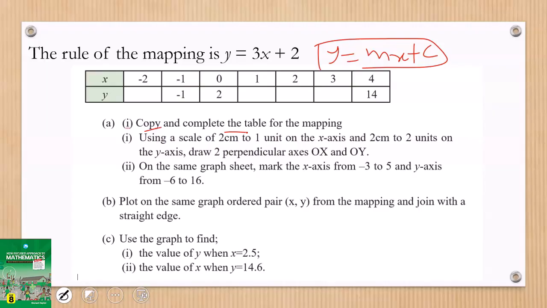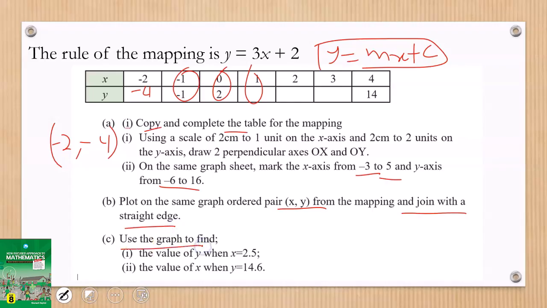We are going to do that. On the same sheet, we should mark the x-axis ranging from -3 to 5 and the y-axis ranging from -6 to 16. Beautiful. Then we have to plot on the same graph the ordered pairs. Now, ordered pairs here simply means, assuming that I get -4 for y when x is -2, then (-2, -4) becomes the ordered pair which I'm going to plot. So I'll do the same thing for the others until I finish everything. Then we have to join the points with a straight edge to form a straight line. Then use the graph to answer the following questions. So let's see how we can do this.